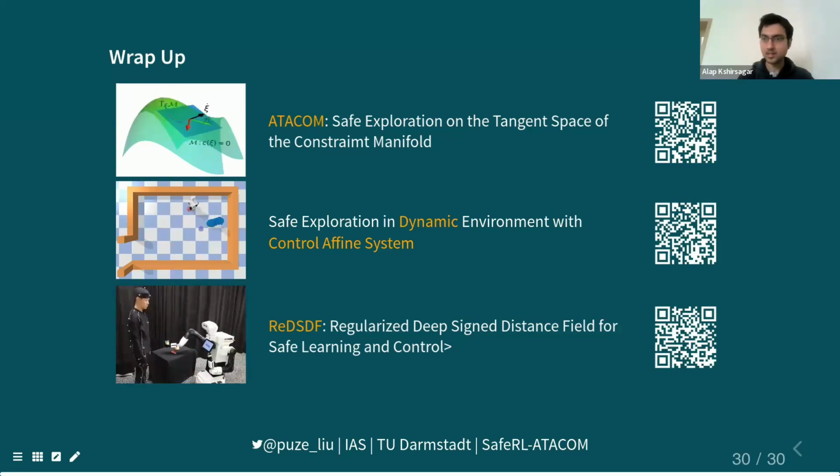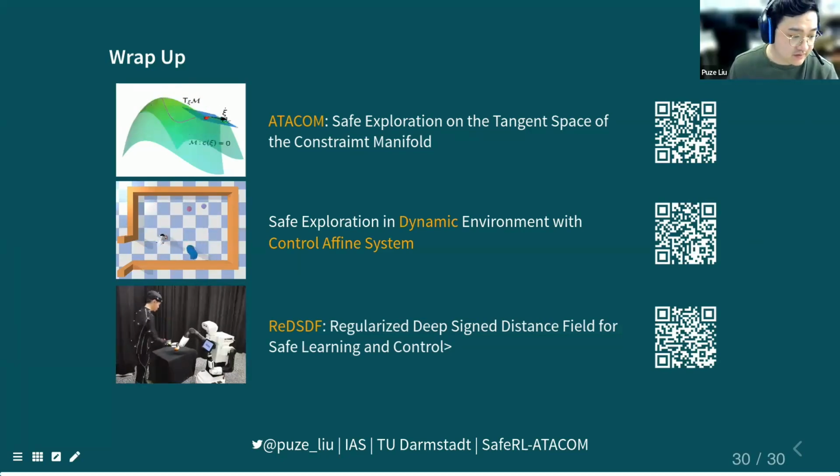Okay, I have a question about the Atacom method. There you mentioned that you have these slack variables, and you tried different functions for them. Can you describe how you chose the functions, or are there any conditions?